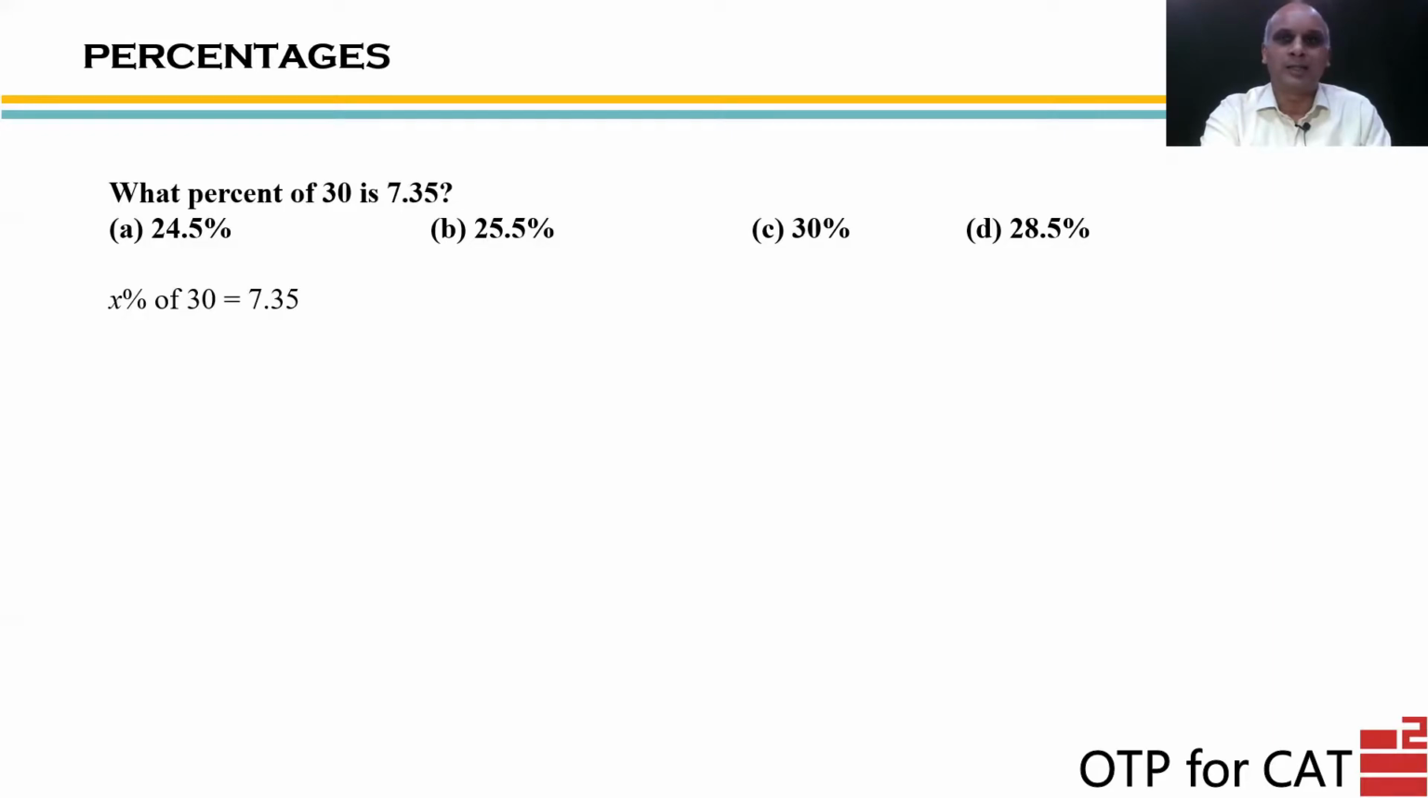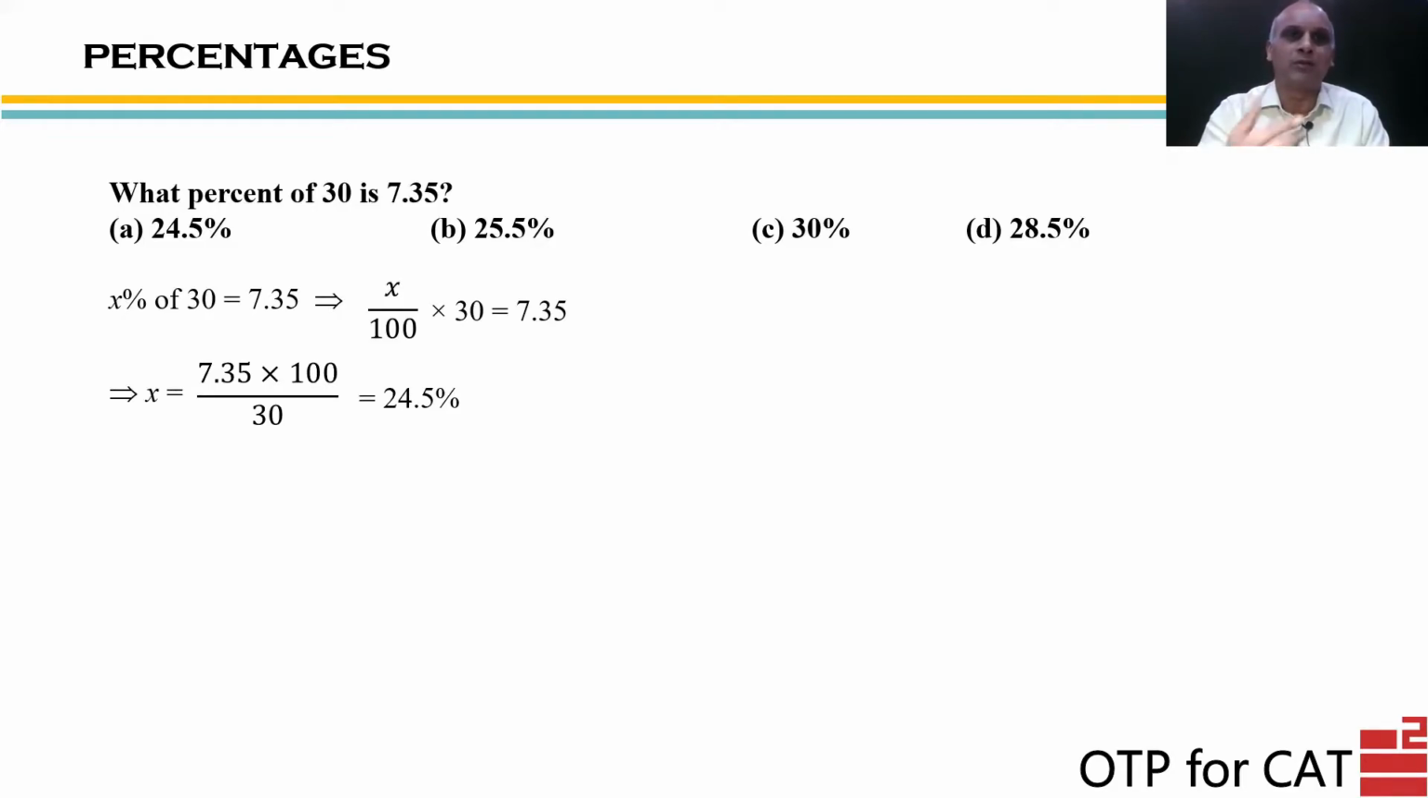And now we do the mathematical calculations. We will get X by 100 into 30 is equal to 7.35. And then we see X is equal to 7.35 into 100 divided by 30 after shifting the terms. So we get finally 24.5%. Now this is a conventional method of thinking and solving this question.